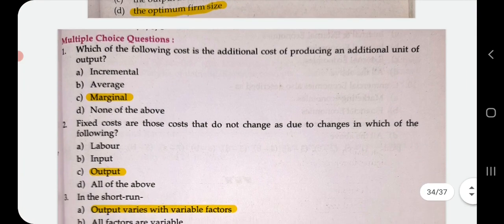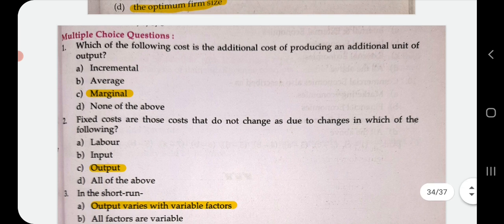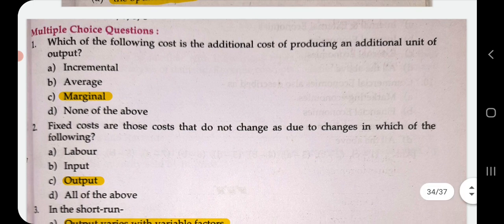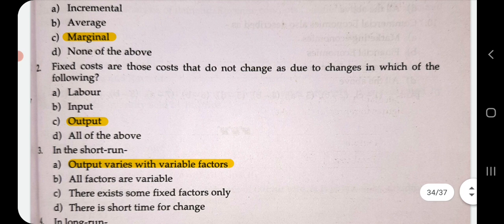Then the next question is, which of the following cost is additional cost of producing an additional unit of output? And the correct answer is C, marginal. Marginal cost is an additional cost of producing additional unit of output. Second question, fixed costs are those costs that do not change due to change in which of the following, and the answer is output.